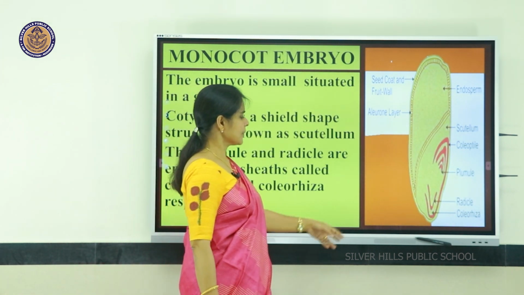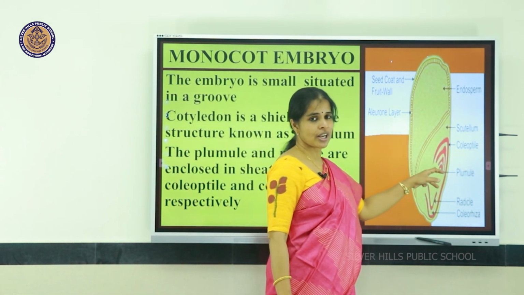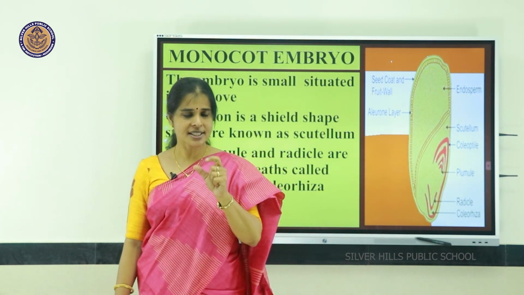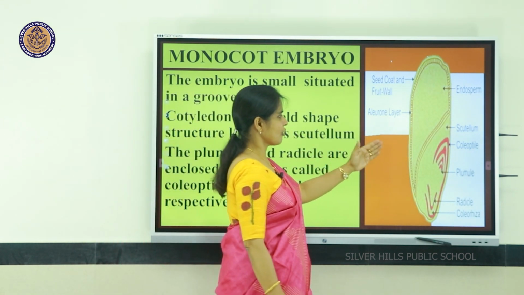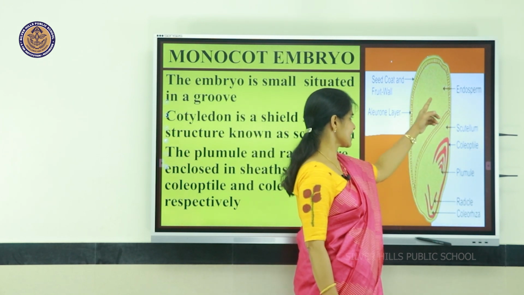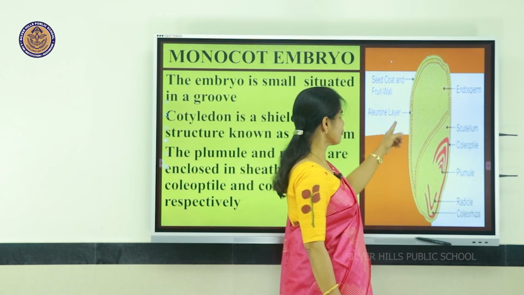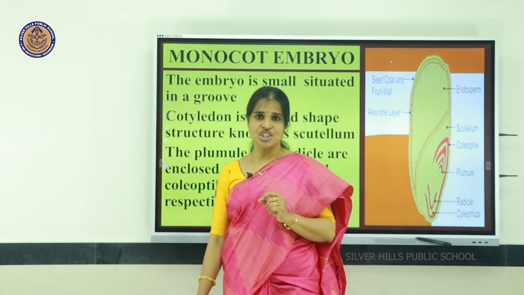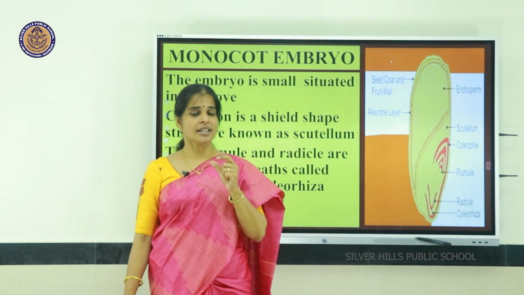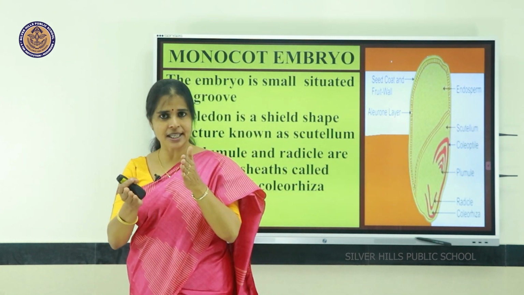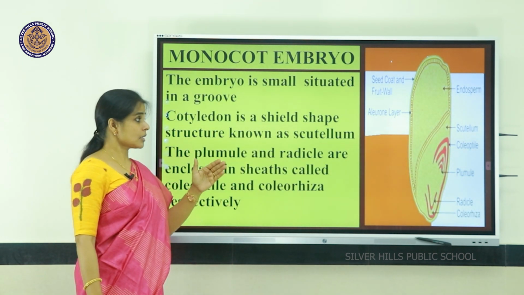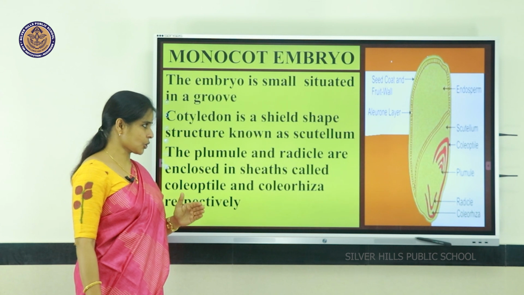Inside the scutellum, we can see a lot of groove-like structures. These groove-like structures are the growing embryo. The nourishment for this embryo comes from a separate part which we call the endosperm. It is separated from the embryo by a proteinaceous layer, which is the aleurone layer. The aleurone layer is a proteinaceous layer which separates the endosperm from the embryo. Now, the embryo further grows.